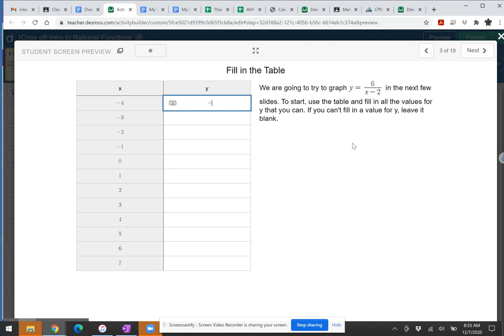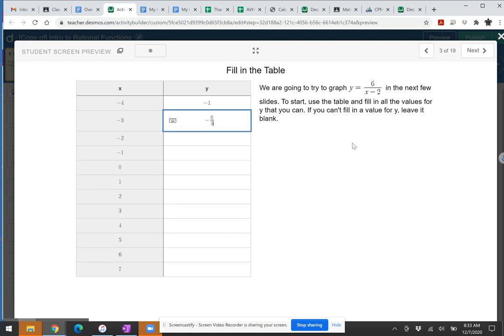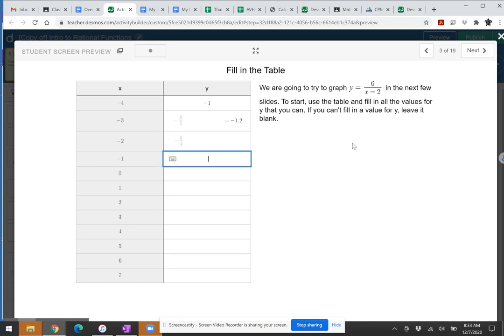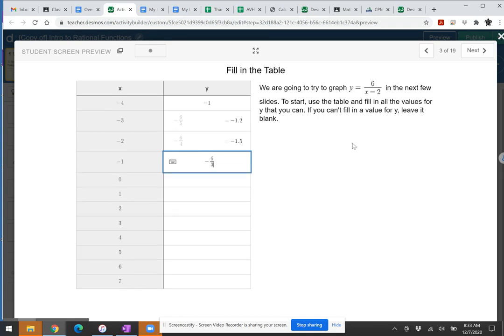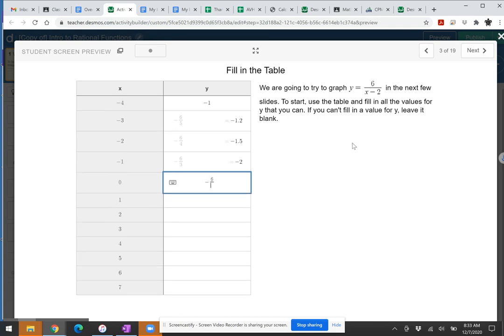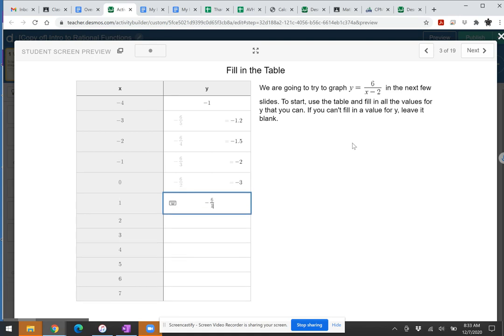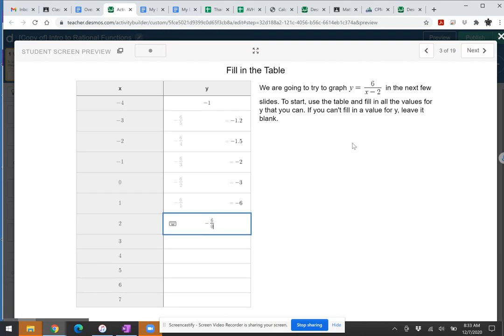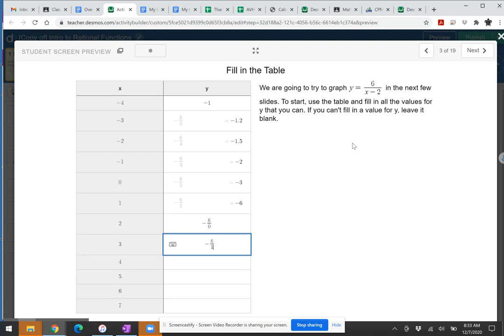And if you do this, you should get negative 1, and then I think you get negative 6 over 5, and you get negative 6 over 4, negative 6 over 3, negative 6 over 2, negative 6 over 1, and you see the numbers are getting bigger and bigger in the negative direction, negative 6 over 0, and that is a problem, which we'll get to in a little bit.